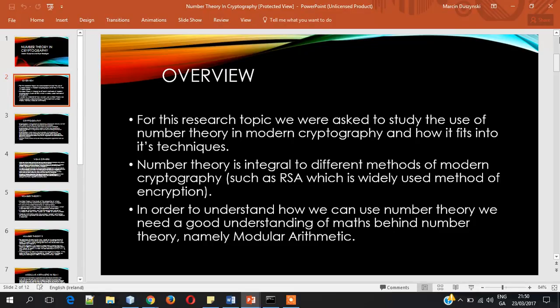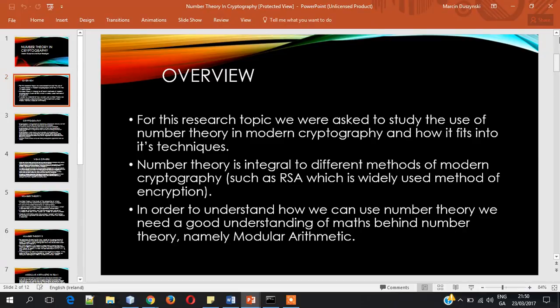Number theory is integral to different methods of modern cryptography systems, such as RSA, which is a widely used method of encryption. In order to understand how we can use number theory, we need a good understanding of the maths behind it, namely modular arithmetic. Modular arithmetic is being used by every single modern crypto system, whether it's Affine, RSA, or Diffie-Hellman. It's basically everywhere in modern crypto systems.